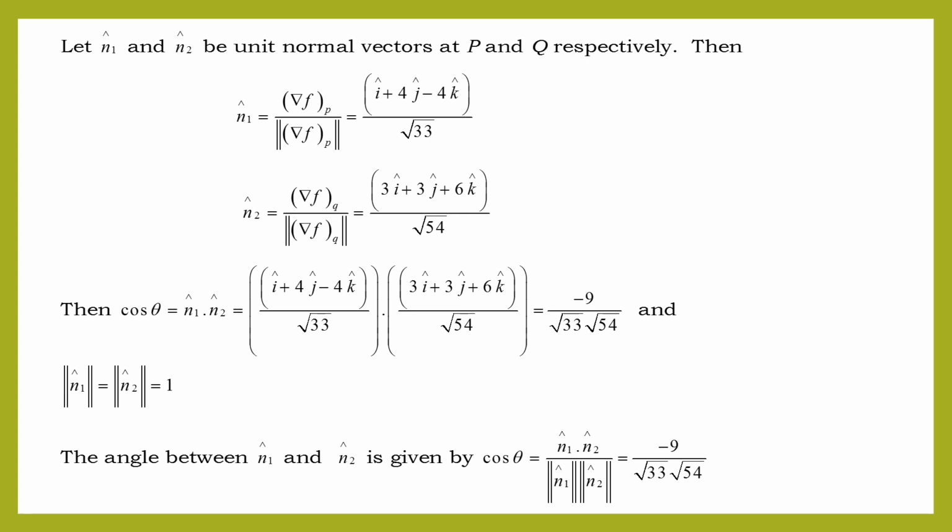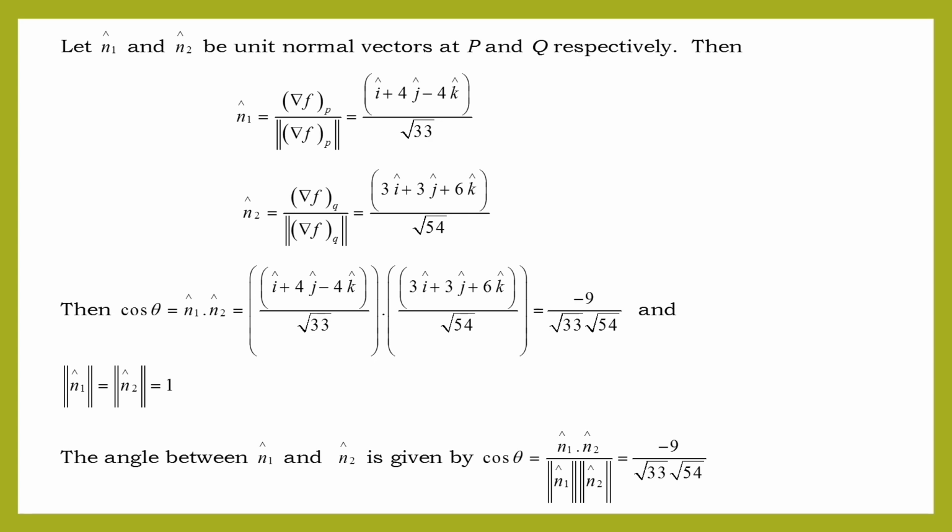If we want the angle between these two unit normals, what we have to do? We have to apply the angle between two vectors formula. The angle between n1 cap and n2 cap is given by cos theta equals n1 dot n2 whole divided by norm n1 times norm n2. Here theta is the angle between n1 cap and n2 cap.